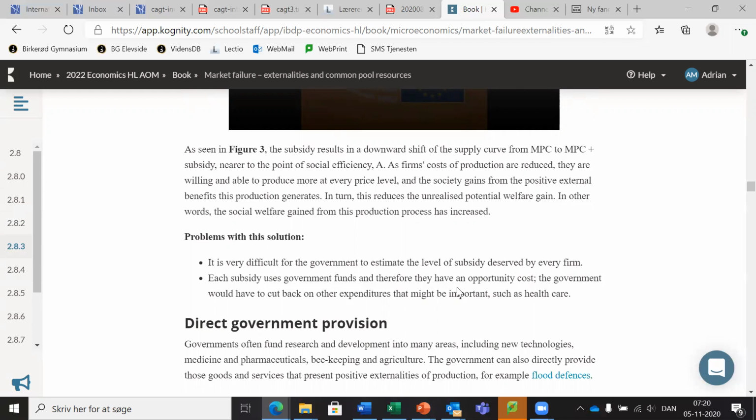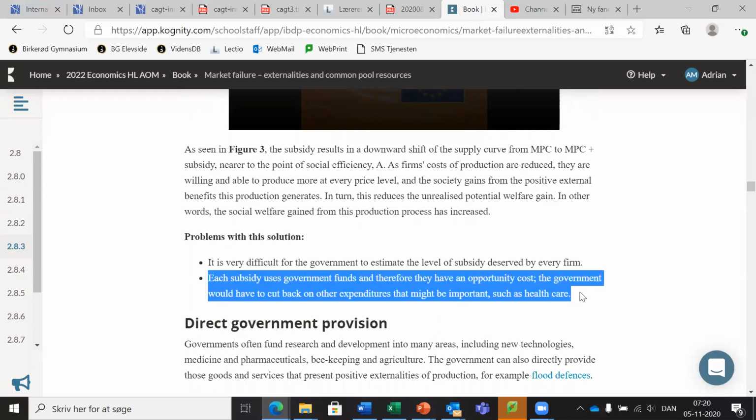But then every time you use this money, it's an opportunity cost. You could have been using it for something else. So should we be using the government money on subsidizing beekeepers, or should we be getting more hospital beds? Should we be getting better facilities in schools? That's the challenge. We have a lot of good ideas competing for the same funds. When we pick one, we don't pick the other. There's an opportunity cost.